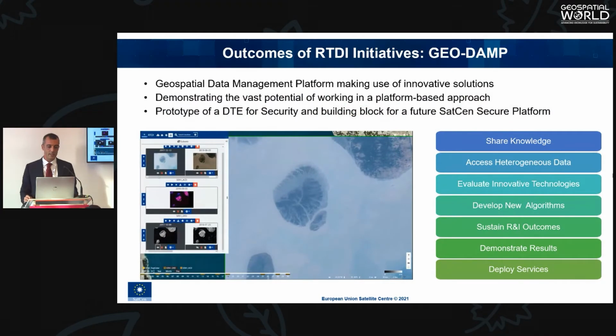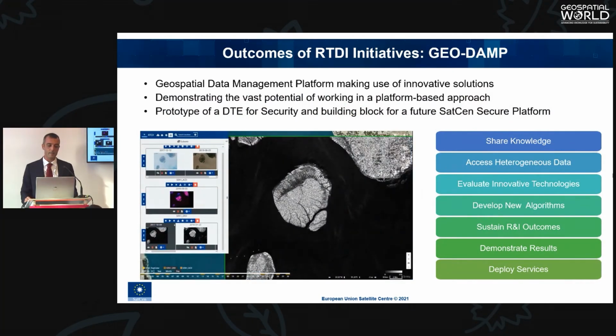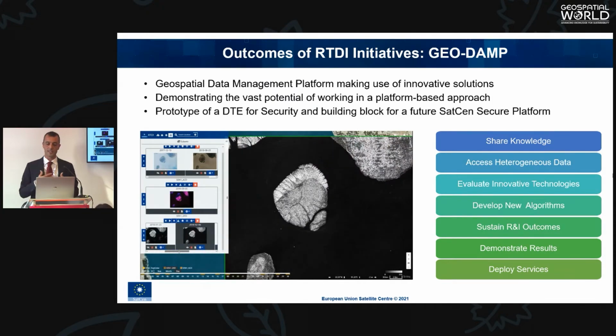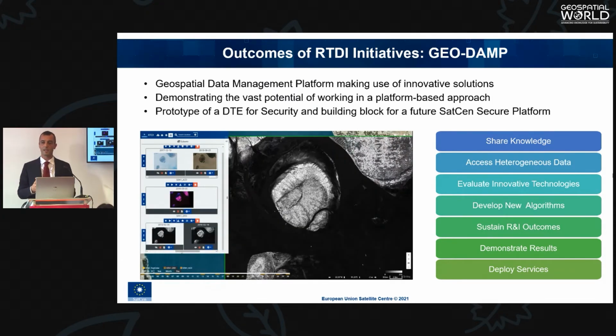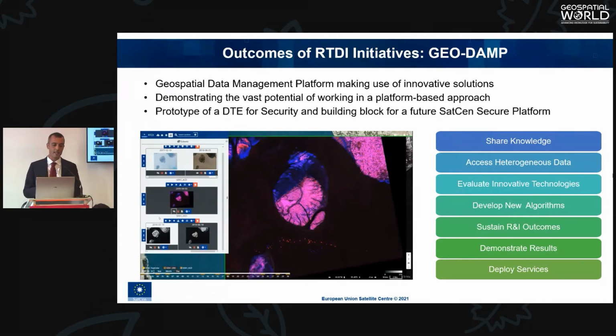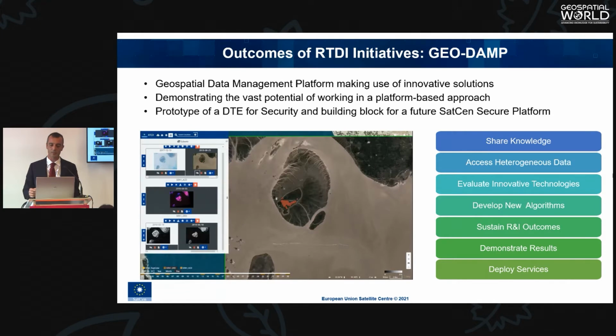Let me conclude with this slide. How we decided to sustain, let's say, all the outcomes coming from these R&D activities performed in a frame of cooperation, Horizon 2020 projects, and internal ones. The idea was we implemented a so-called Geospatial data management platform, GeoDump, making use of innovative technological and architectural solutions. And the idea was to demonstrate through GeoDump the vast potential of working in a platform-based approach.